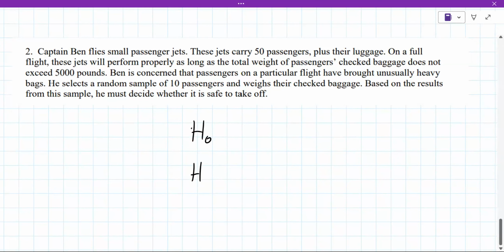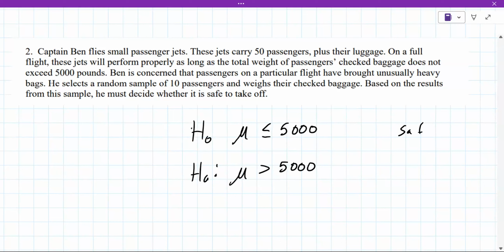So the alternative hypothesis here is that the weight is greater than 5,000. And the null is that the weight is less than or equal to 5,000. So this is safe and this is bad. This means that the jet will not perform properly, which we definitely don't want.